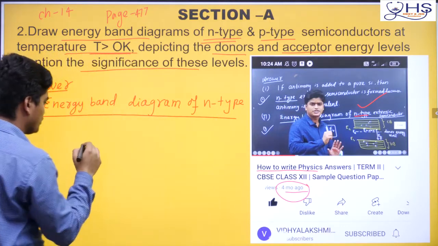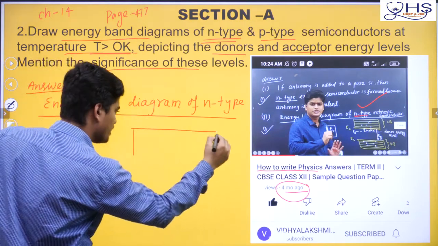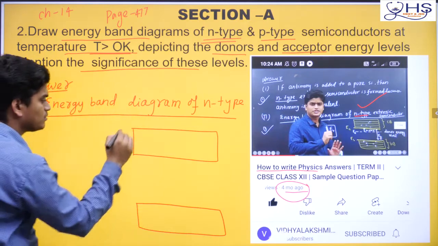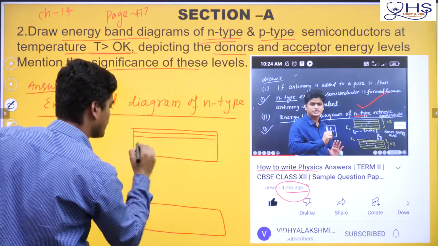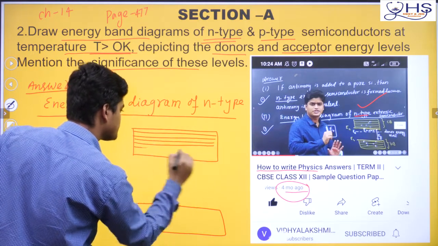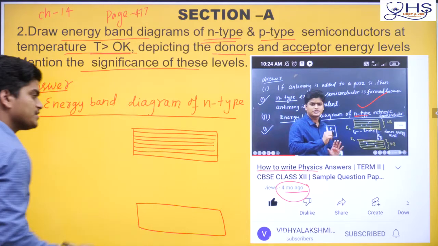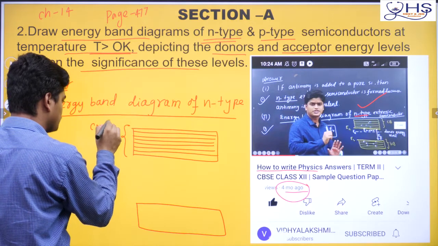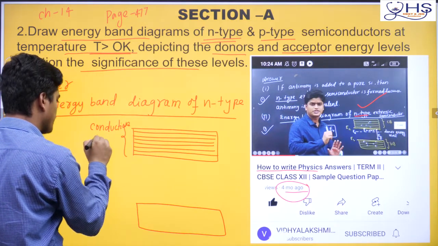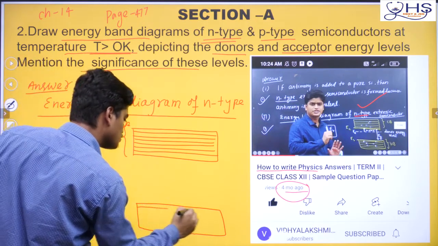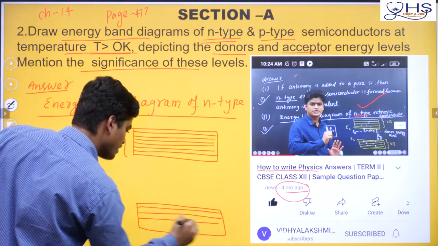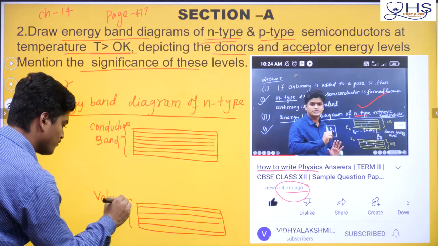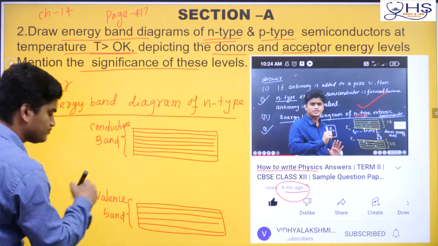First you draw one rectangular box like this. Here also draw another rectangular box. Now give some lines in them. Whatever I am drawing, these are energy levels, and the rectangular box is a band. This band contains many energy levels. This is called the conduction band. And here similarly, there are many energy levels. This is called the valence band.